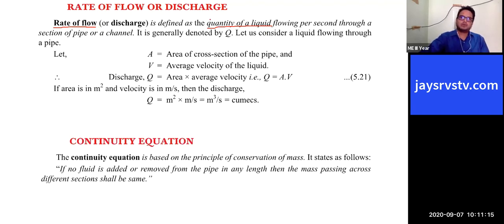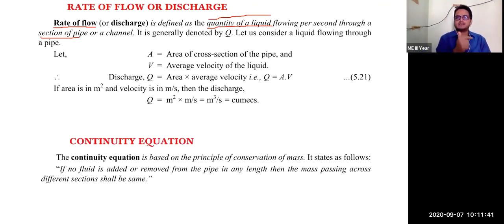Ultimately, you are giving some information about the quantity of liquid flowing per second through a section of pipe or a channel. Through a section means you have to take the cross section of the pipe. If the pipe is cylindrical, then its cross section will be a circle. The area of that cross section of the pipe is given by capital A, and the fluid flowing inside that pipe is flowing with some average velocity. Average velocity is given by capital V.